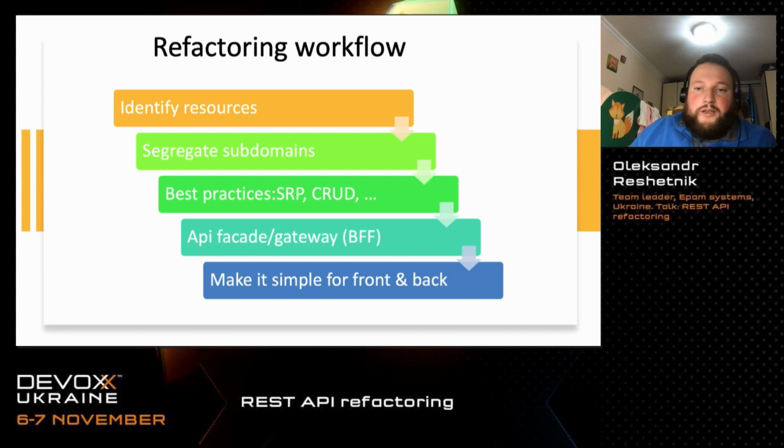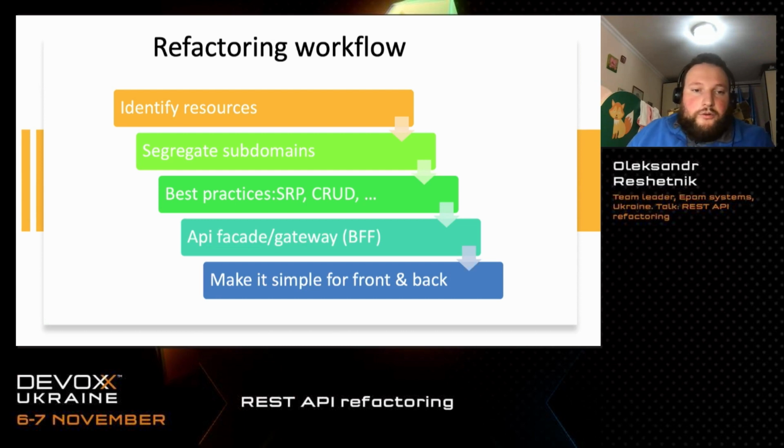Let me share my point of view on what refactoring workflow you should follow during your redesign. At first, you should identify your resources and build a model of your system. The next step, segregate different subdomains in these resources, and usually every subdomain should be a separate API. The next step, you should follow best practices during API design or API refactoring for every part of your system.